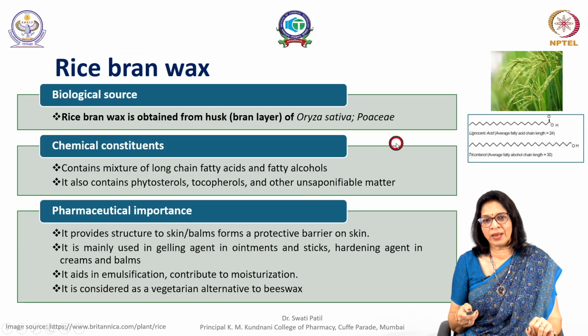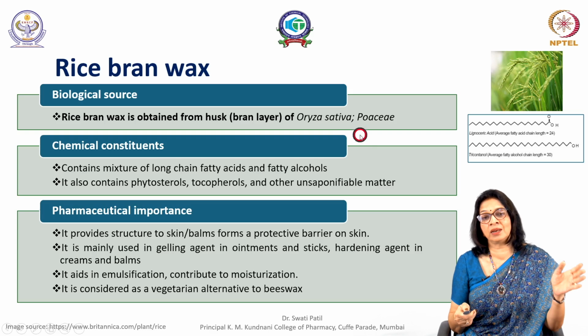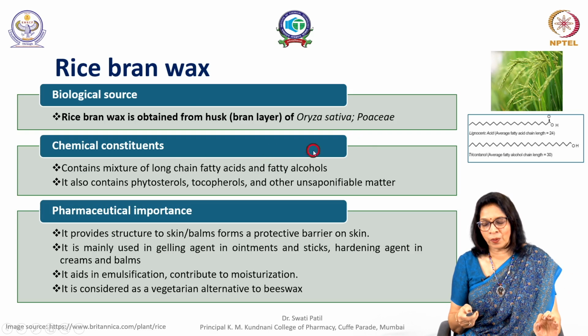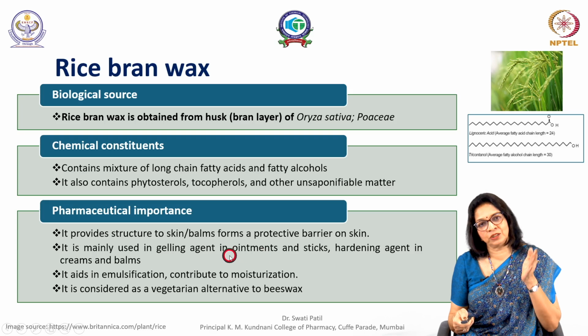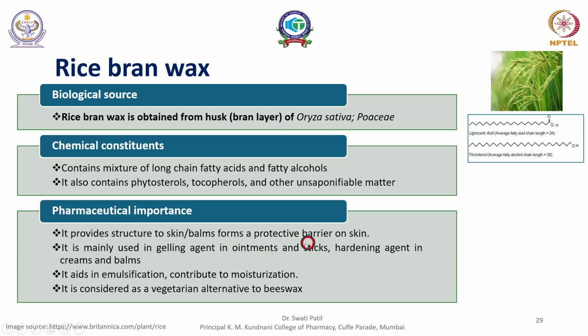Rice bran wax can be obtained as a byproduct. This is obtained from Oryza sativa, and the raw material is available in India in a large amount, and rice bran wax can be extracted from this crop. It contains long chain fatty acids and fatty alcohols, and is an excellent ingredient to be used in skin balms, and forms a protective barrier on the skin. It is used as a gelling agent in ointments and sticks, and as a hardening agent in creams and balms. It is a natural emulsifier and contributes to moisturization.